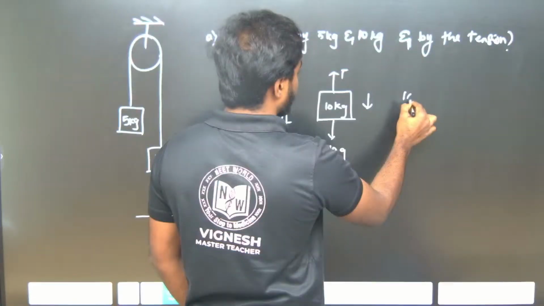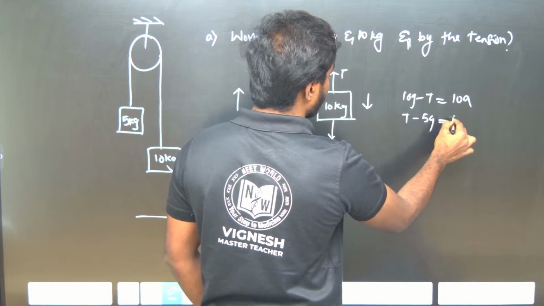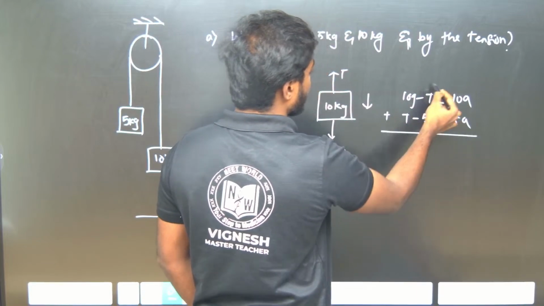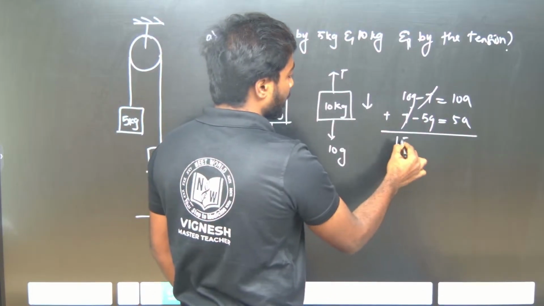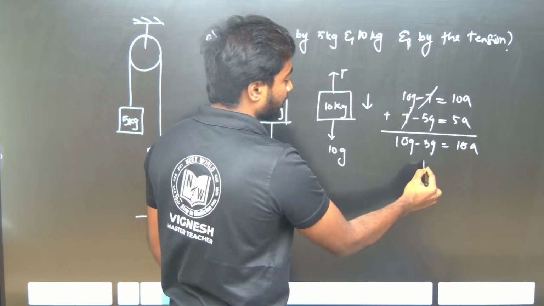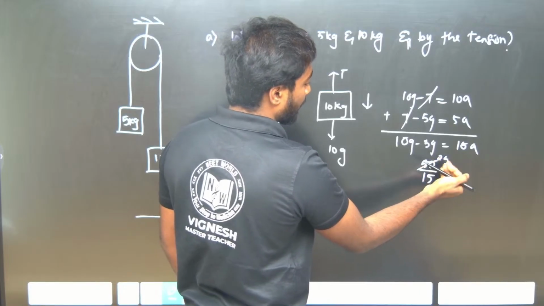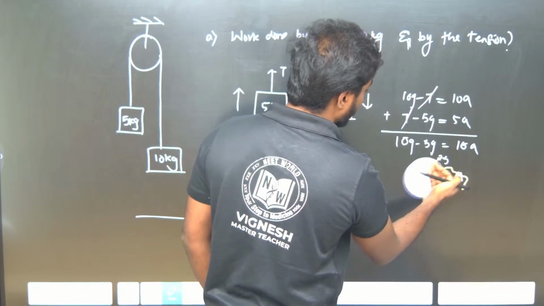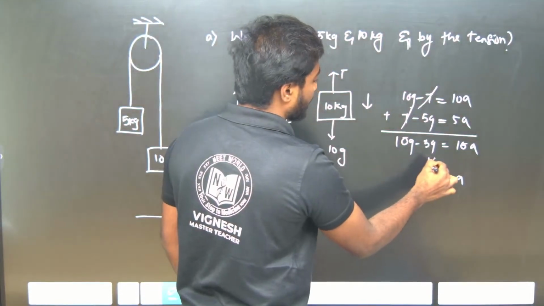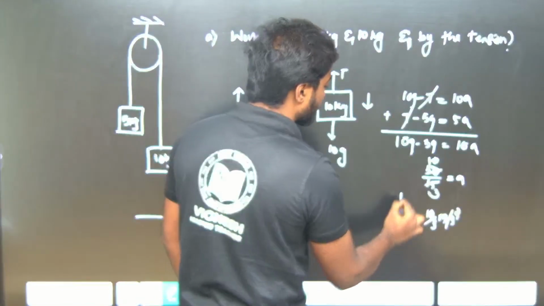10g minus T will be equals to 10a. T minus 5g equals to 5a. When I add both the equations, minus T plus T will get cancelled off. 10g minus 5g will be equals to 15a, where it is 50 by 15 will be equals to a. We have divided 50 by 15, it will be equals to a, no? This is 3 times and this 10 times. So 10 by 3 meter per second square is the acceleration. So we have got the acceleration.